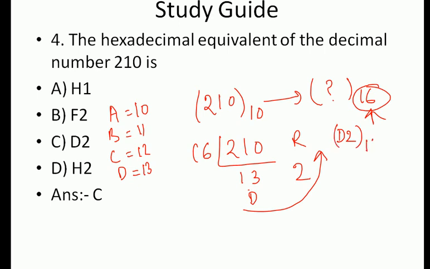By this method you can convert any decimal number into a hexadecimal number. Okay, move to the next question.